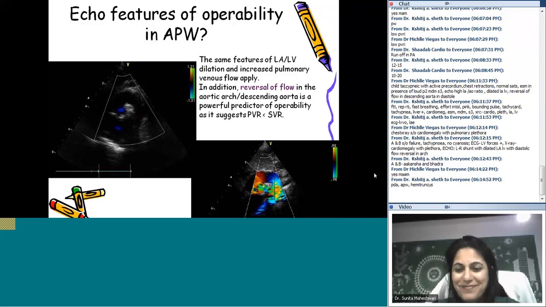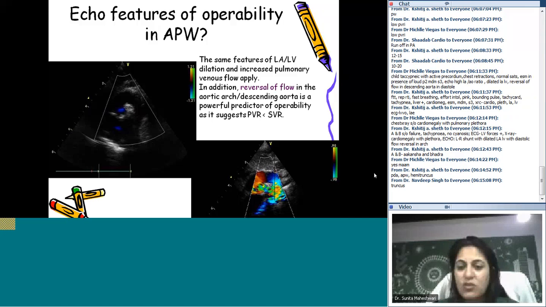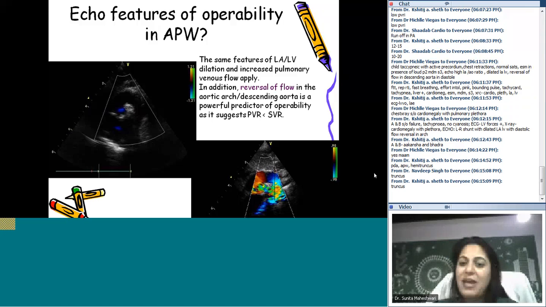So PDA, reversal of flow in the, okay, I should have specified, reversal of flow into the aorta, into the arch. The PDA will be much lower down. Okay, hemitruncus is one. So if you have anomalous origin and truncus. Okay, Navdeep and Kshitij, you get lunch.